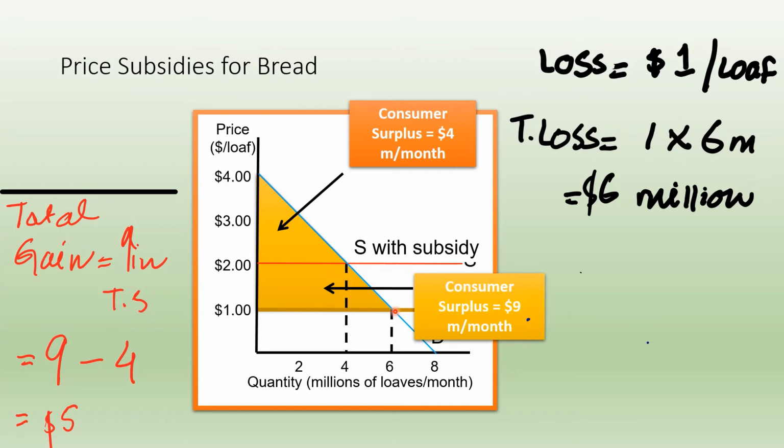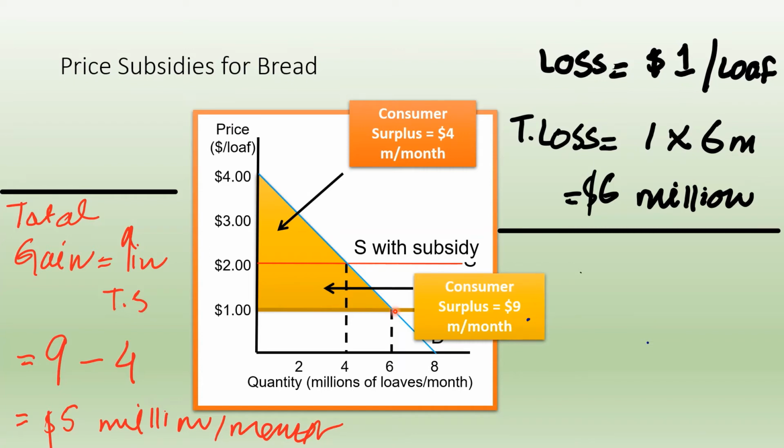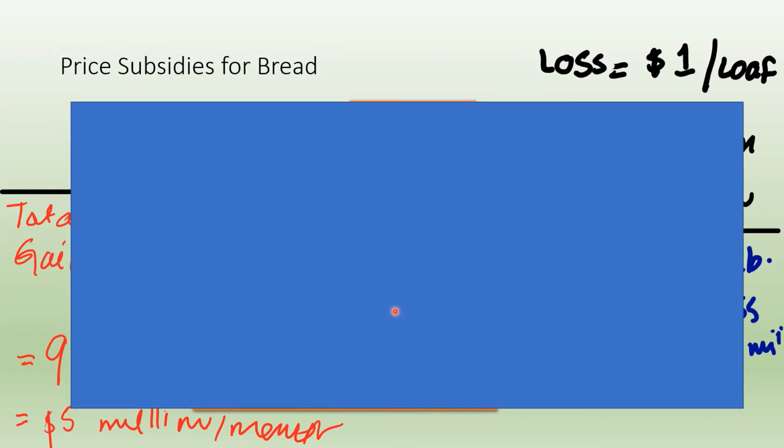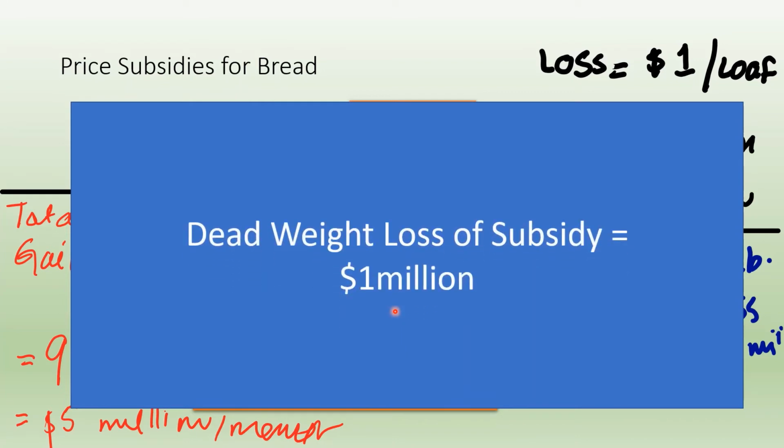Now it's time to analyze what is the net effect of this subsidy in the bread market. The net effect can easily be calculated by taking the difference between the benefit of this subsidy and the loss, or the cost, of that subsidy, which is equal to $1 million. So we can say that there is a loss in efficiency, or a deadweight loss, because of that subsidy in this bread market, which is equal to $1 million.